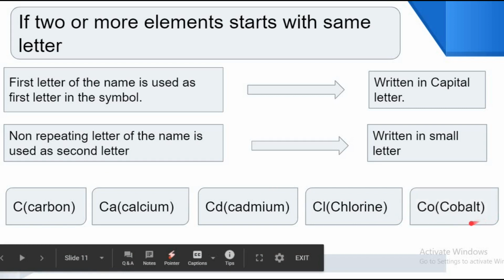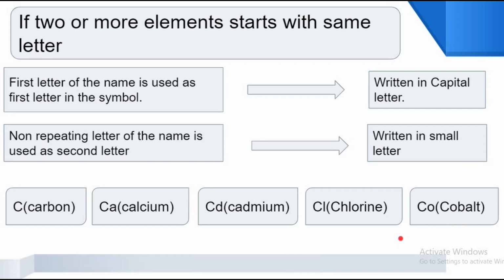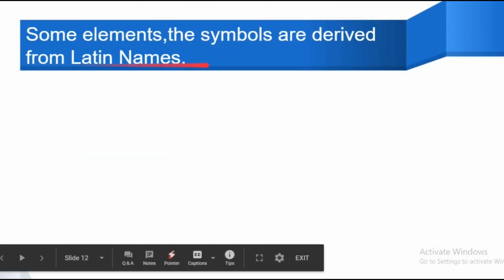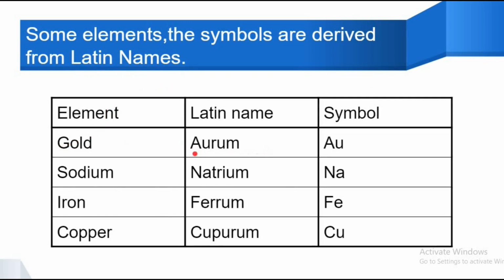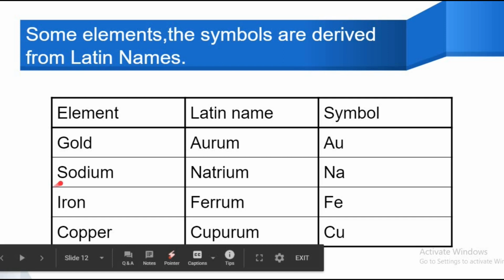There are also some elements whose symbols are derived from their Latin names. Latin name for gold is aurum and its symbol is Au. Latin name for sodium is natrium. Symbol is Na. Latin name for iron is ferrum and its symbol is Fe. Latin name for copper is cuprum and its symbol is Cu.